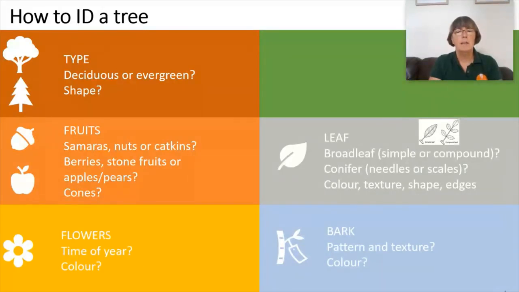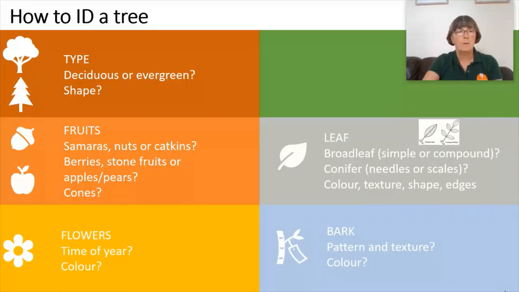And what colour and texture and shape is the leaf? And particularly look at the edges of the leaf. Some of them have what we call serrated edges, little jagged edges, and that might help you to identify it. The bark is another good way to identify your tree. Look at the pattern and the colour of it and its texture.